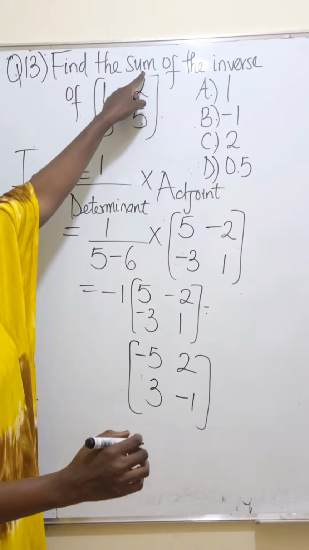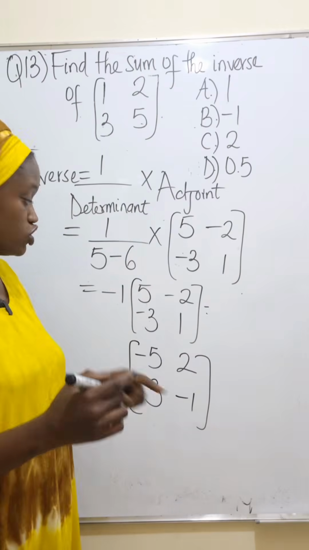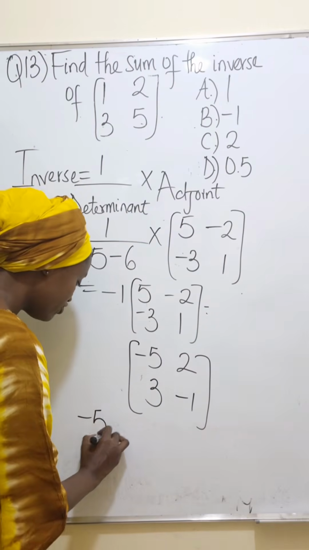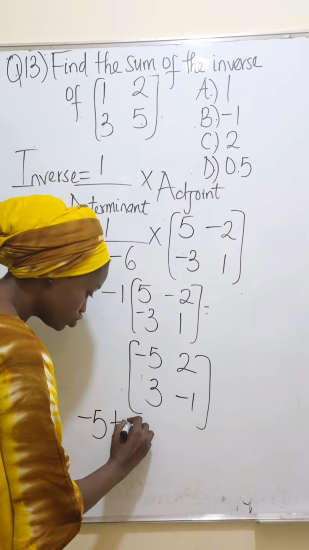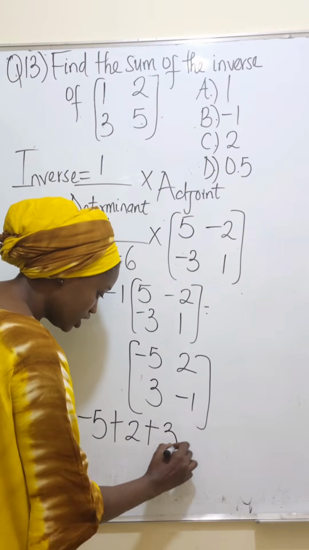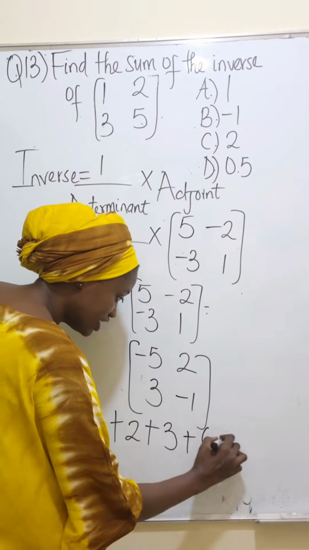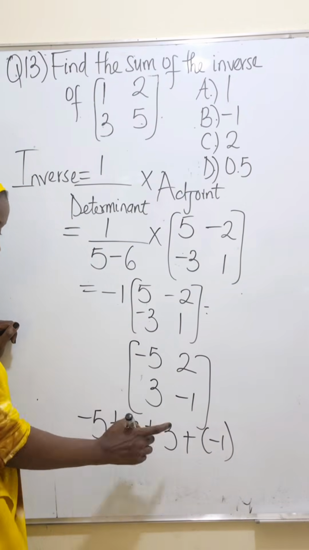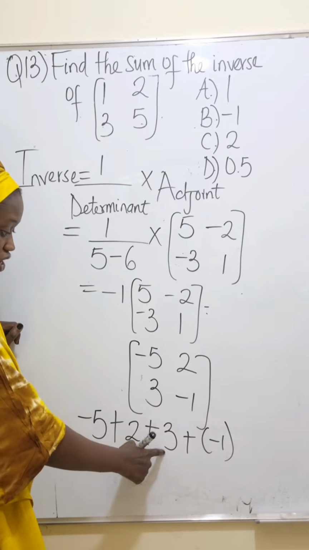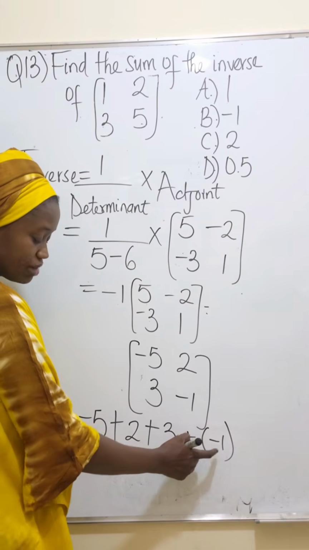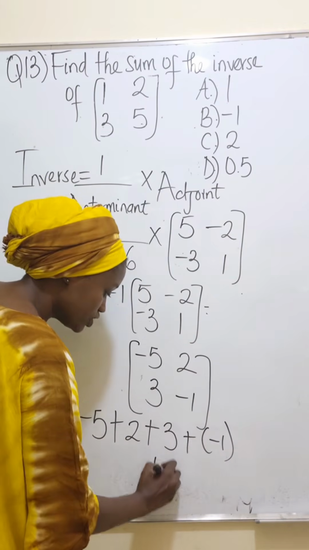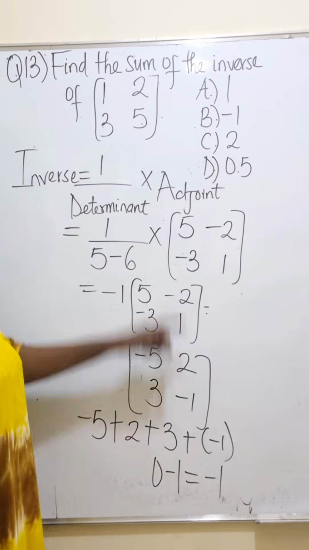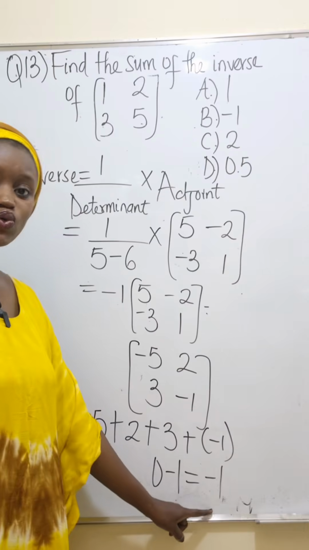So it says the sum of the what? The sum. So that means we're going to take the sum of each of the values here. So this becomes minus 5 plus 2 plus 3 plus minus 1. Now minus 5 plus 2 gives us minus 3. Minus 3 plus 3 is 0. Then 0 plus minus 1 is minus 1. So the sum of the inverse of this matrix is equal to minus 1.